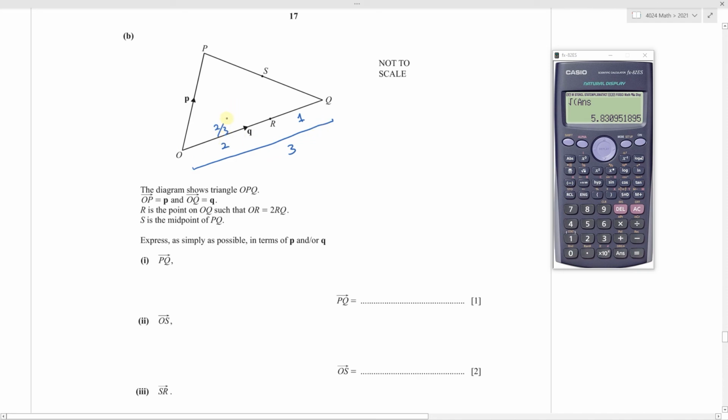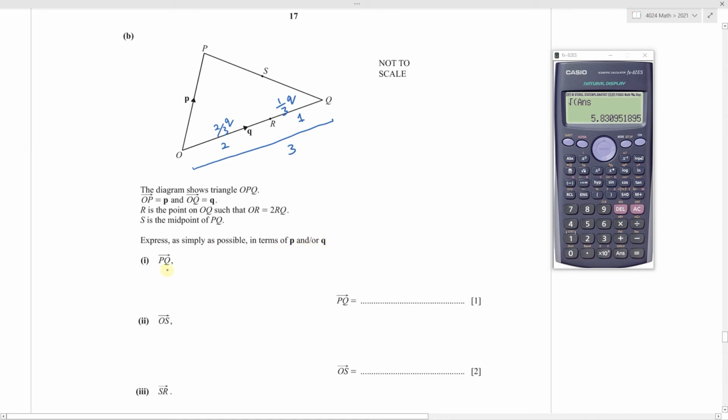So 2 by 3 of this is vector Q. And similarly RQ will be 1 by 3 of Q. So that is what is meant, that OR is twice the length of RQ. So this OQ is split in the ratio 2 to 1 between OR and RQ. S is the midpoint, so this is the midpoint of PQ. Express as simply as possible in terms of P and/or Q.